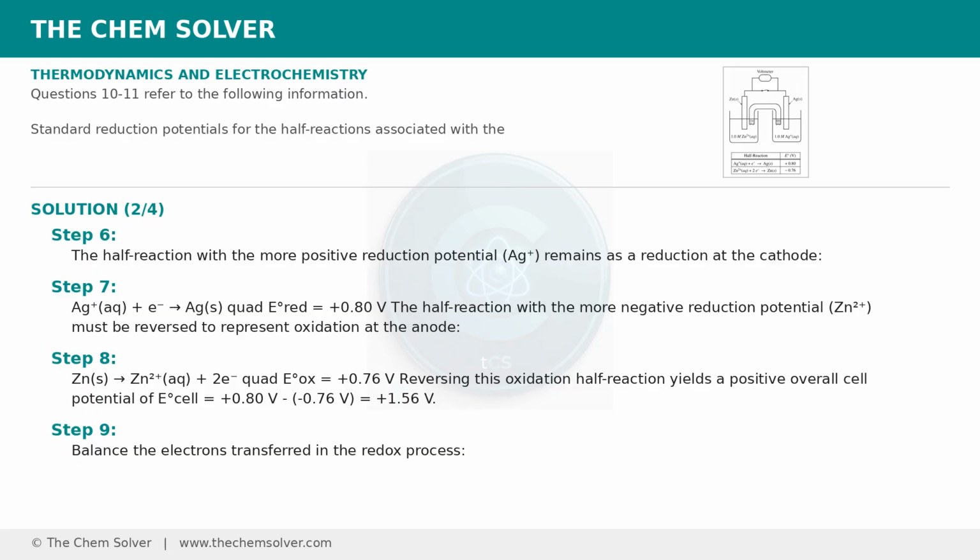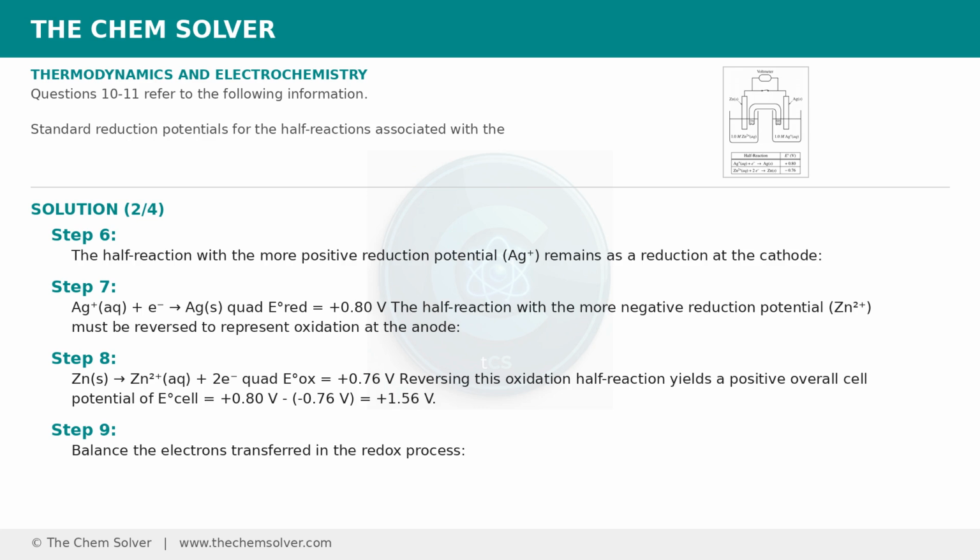Zn → Zn²⁺ + 2e⁻, E°ox = +0.76 V. Reversing this oxidation half reaction yields a positive overall cell potential of E°cell = +0.80 V − (−0.76 V) = +1.56 V.